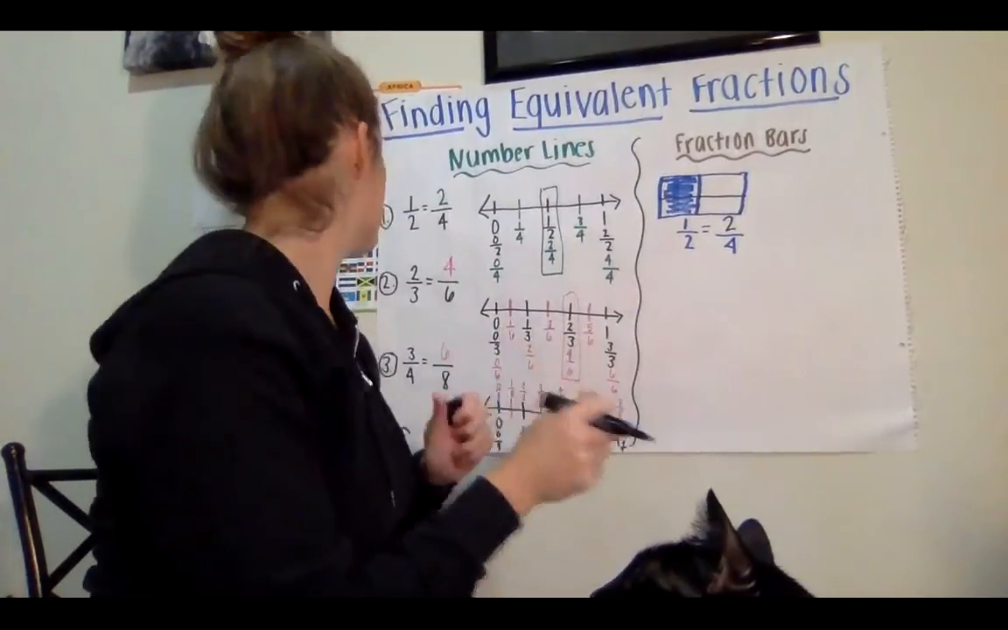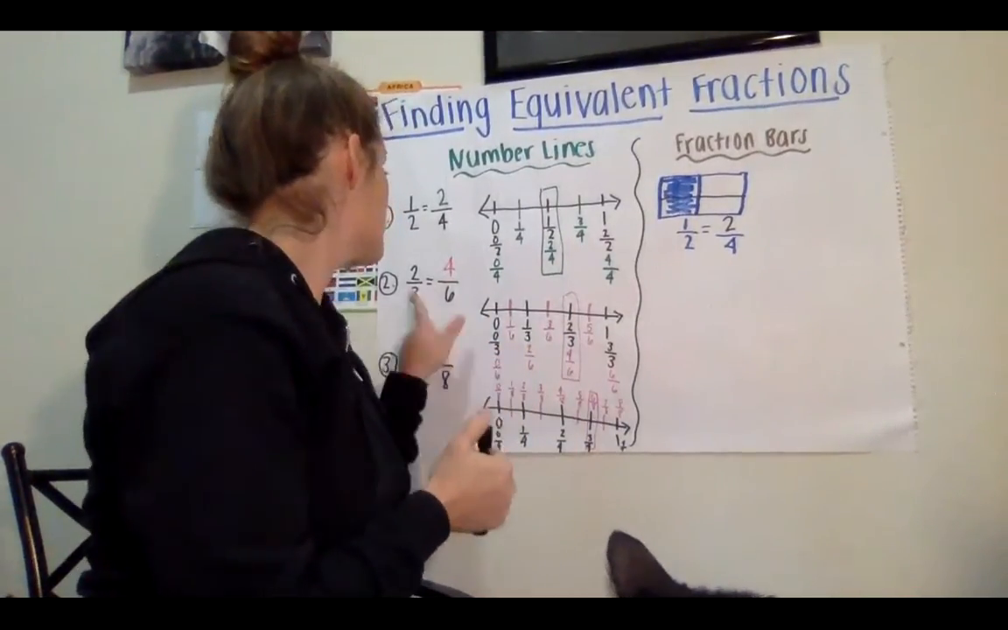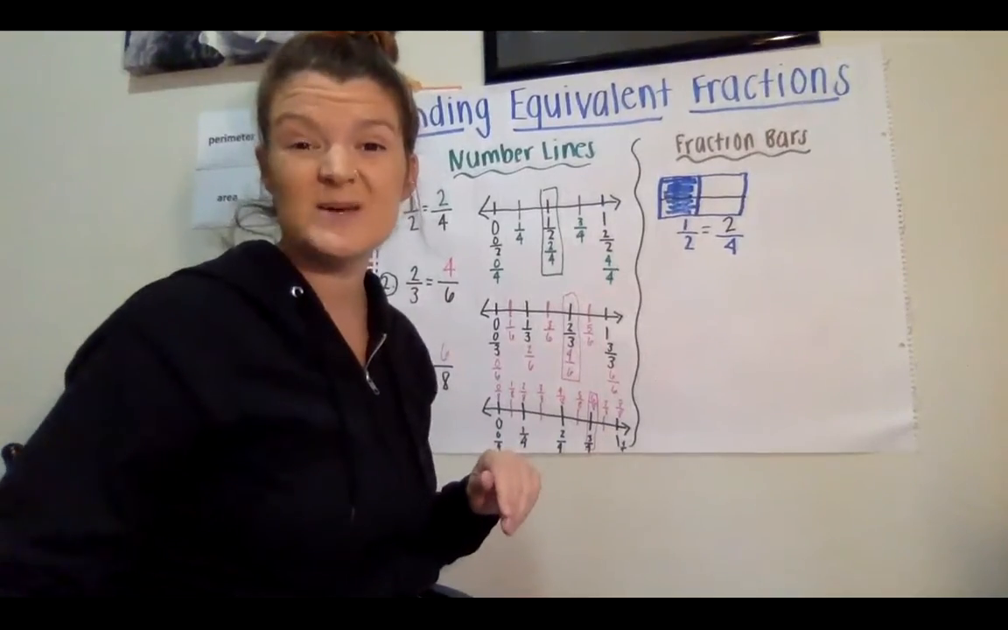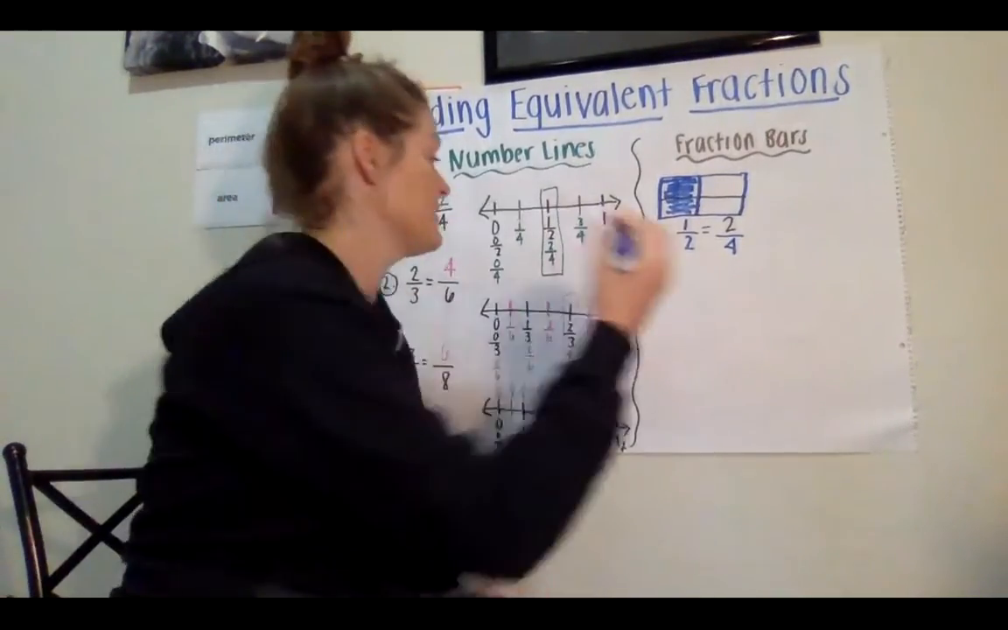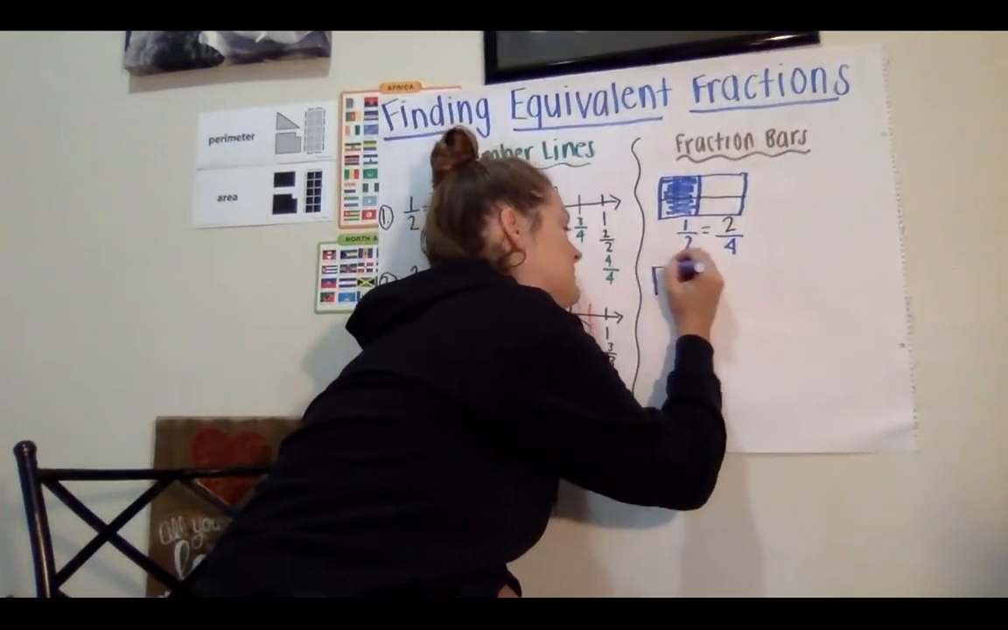So using this example, let's try another one. Number 2 says 2/3 is equal to blank sixths. So I'm going to draw my model again.